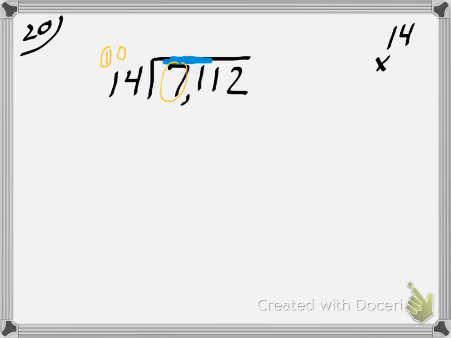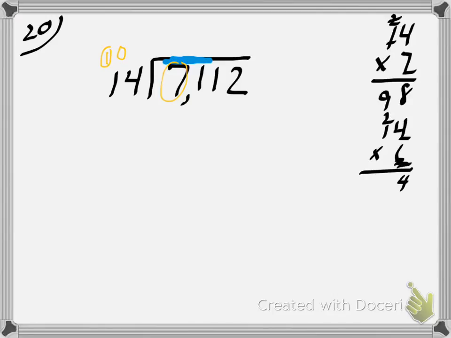14 times 7, 4 times 7 is 28, carry a 2, and then 7 times 1 is 7, 8, 9. That's too big. So 14 times 6. So we're going to have to try several to get this, because if it were 19 it would be easier, or if it were 11. So 6 times 4 is 24, carry a 2, 6 times 1 is 6, plus 2 is 7, 8. 84 is still too large.